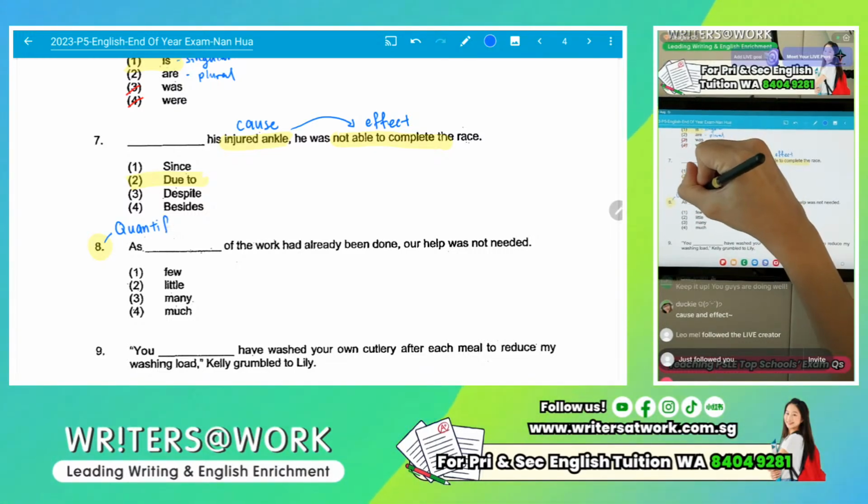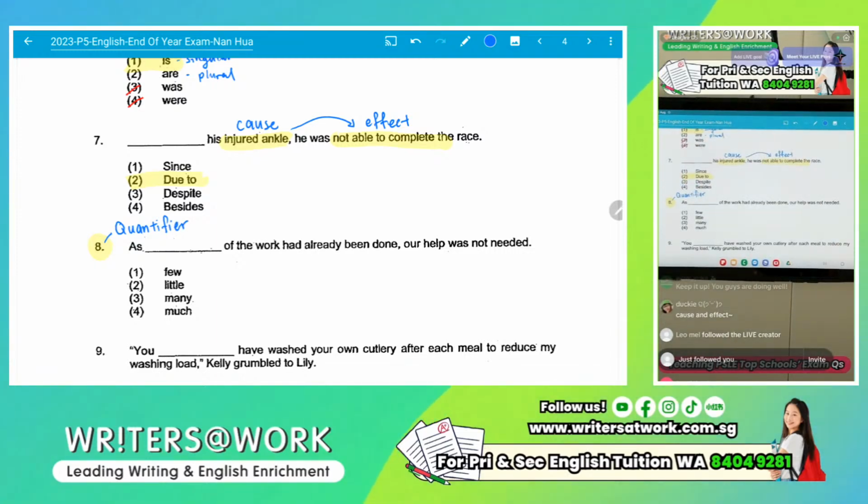In fact, for last week's live stream, a few students that had their prelims recently told me that they also had a quantifier question. Regardless of which school they came from, they all had quantifier questions in their grammar MCQ. Okay, so make sure you get this right because it is not difficult, but it is very common.